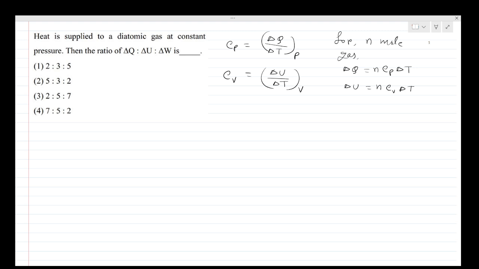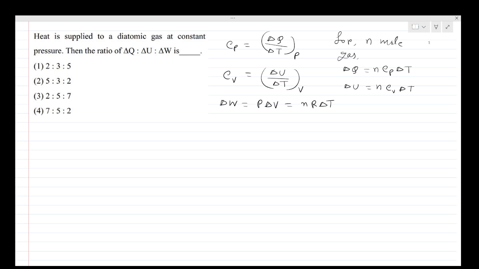As we know, according to the first law of thermodynamics, delta W can be written as P delta V, and from PV equals nRT, the ideal gas equation, P delta V equals nR delta T, where n is the number of moles and R is the universal gas constant. So here we have the values of delta Q, delta U, and delta W.